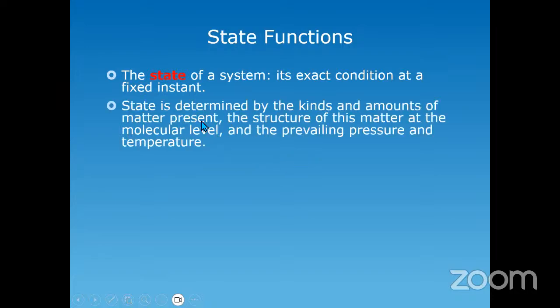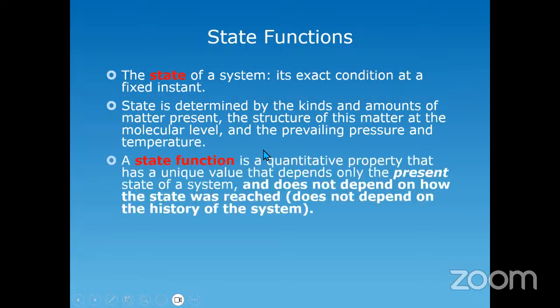The state is determined by several things: the kinds and amounts of matter present, the structure of this matter at the molecular level, and the prevailing pressure and temperature. So based on that definition of a state, it does not necessarily limit to states of matter, solid, liquid, gas, right? You can have two different states, for example, in the same phase.